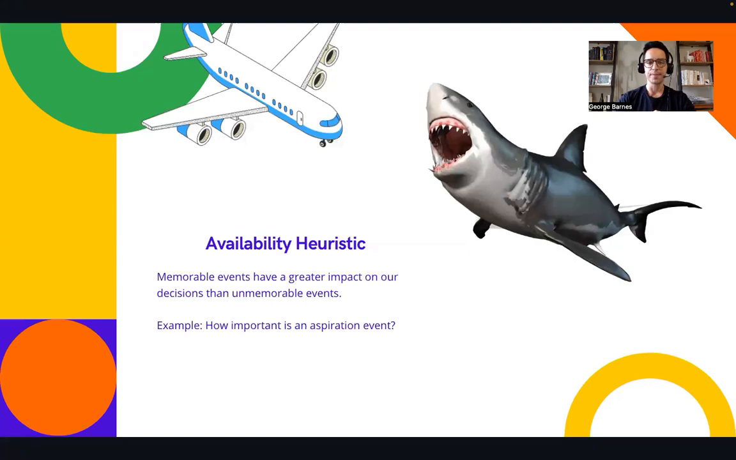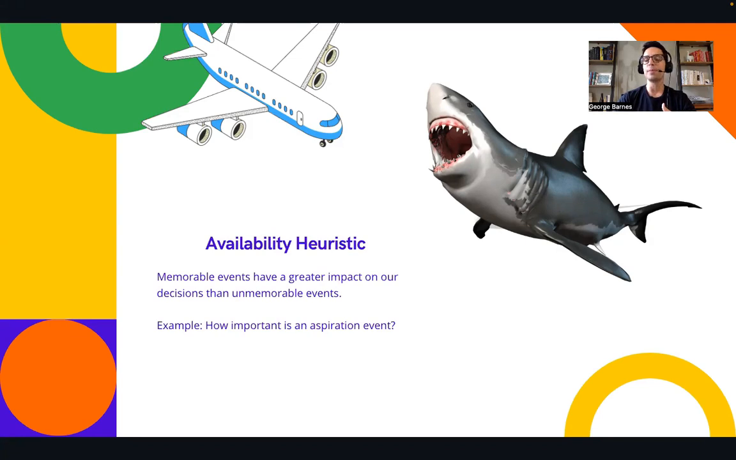Availability heuristic. Memorable events are going to have a greater impact on decisions than, say, unmemorable events. So think about you planning a vacation. Right before you plan it, you look in the newspaper and you see that a plane crashed and hundreds of people died. Are you more likely to, say, plan a vacation overseas or somewhere more local?